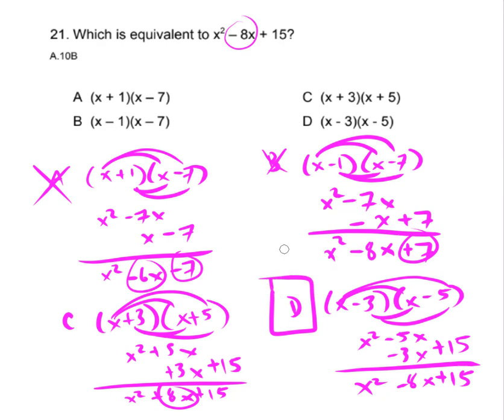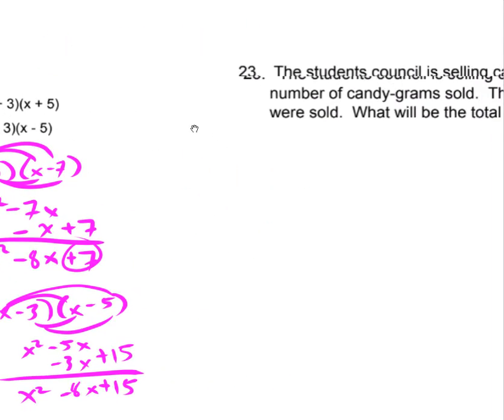All right? So once again, if they give you all the answer choices and they're all basically the factors there, you can FOIL them out. Okay? All right, let's go ahead and move on to this one here.